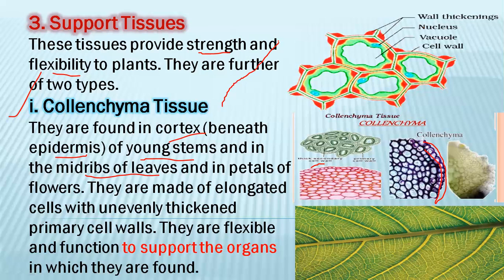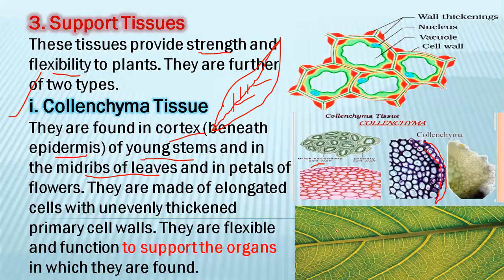Like if we draw the leaf like this, from the center, there is a thick vein that passes, and from there the smaller veins arise in this direction. So this central one is called midrib, and they are also found in the petals of flowers.